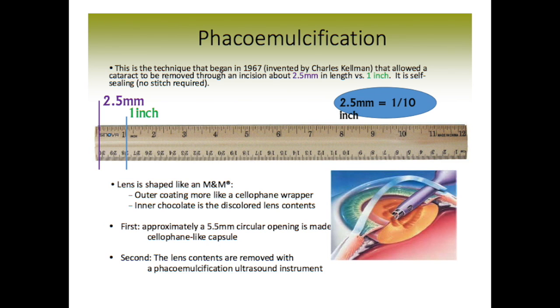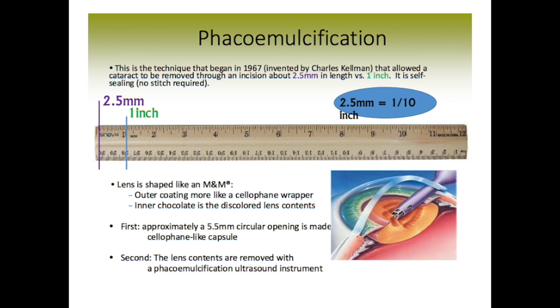In 1967, Charlie Kelman, a young surgeon at that time practicing in New York City, invented the technique of phacoemulsification. The story goes that he was getting his teeth worked on and the dentist was using ultrasound to clean his teeth, and he jumped out of the chair and said, "I got it," and he then said, "I'm going to use that to try to dissolve the lens instead of removing the lens in its entirety."